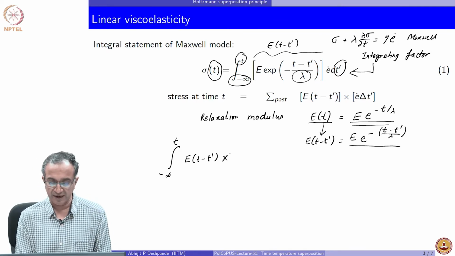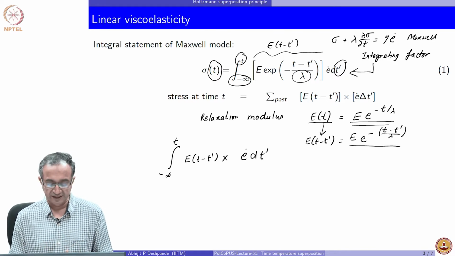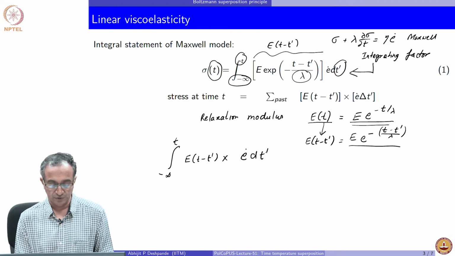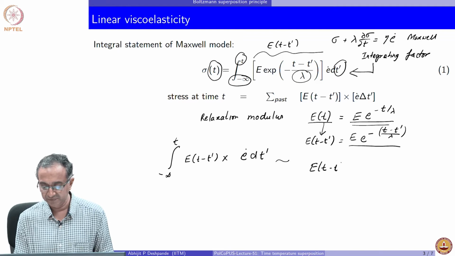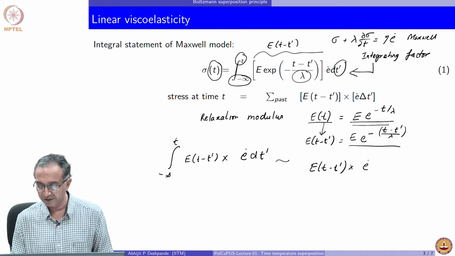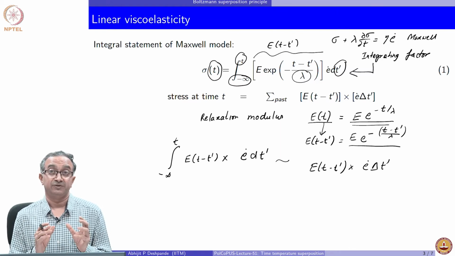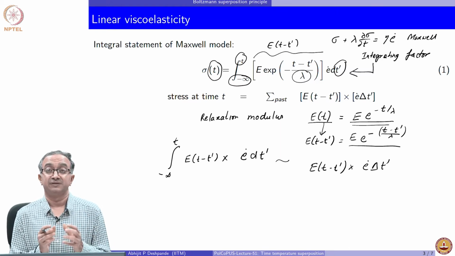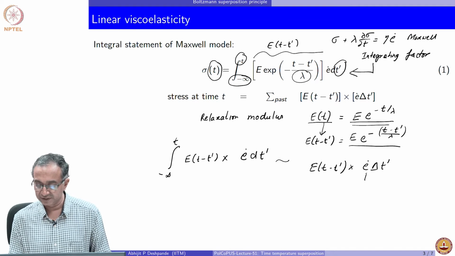And then we also have this epsilon dot dt prime, and you know the integral definition, and so you can think of this as E of t minus t prime multiplied by epsilon dot into some delta t prime. So, we go to some distant past time t prime, and we are subjecting at that t prime some strain rate.